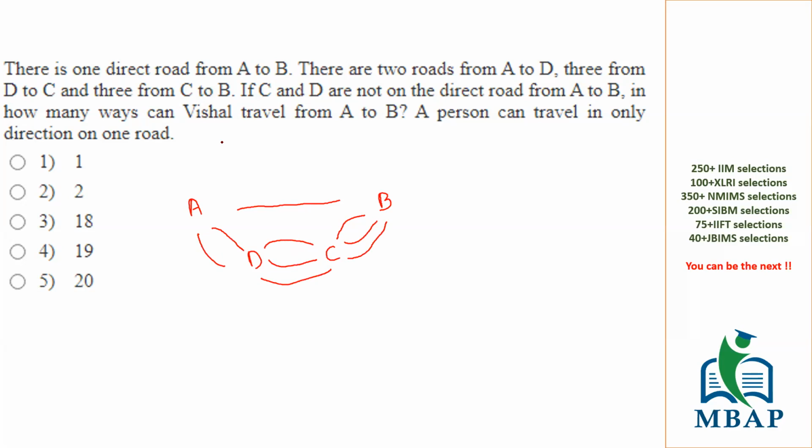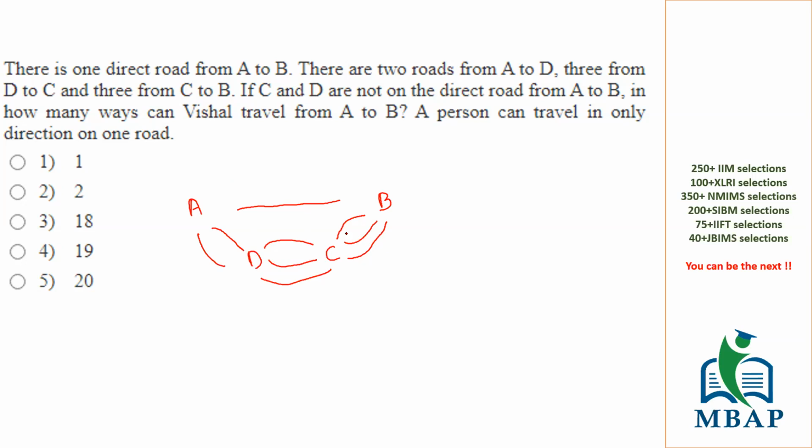So let us look at this question. There is one direct road from A to B. So you have this one direct road. There are two roads from A to D. So from A to D, you can go by either this road or this road. Three from D to C. So there are three different roads from D to C, and three from C to B.